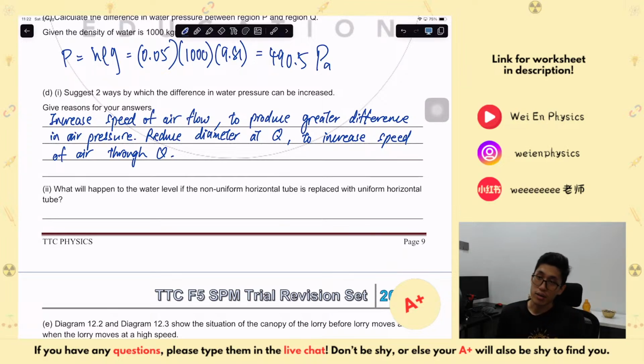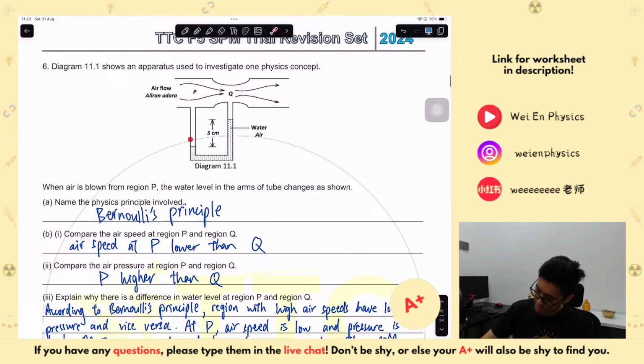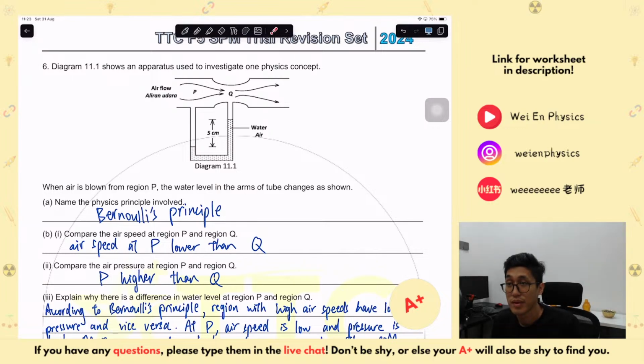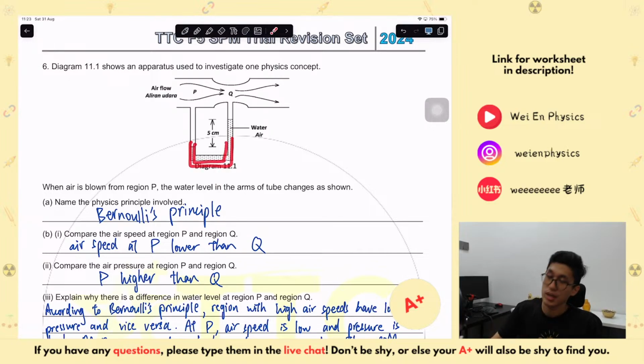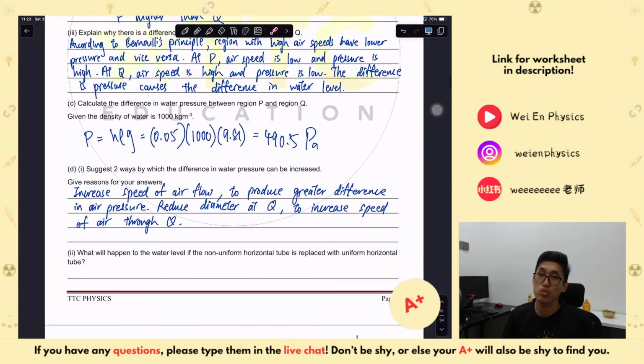Now, you could also say reduce the diameter of the arms. Because when that becomes thinner, the level change will become more obvious. Just like when I make my thermometer tube thinner, it is more sensitive. Same thing: if I make this arm thinner, it will become more sensitive to change.